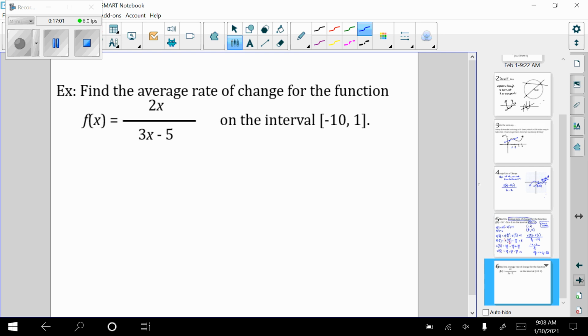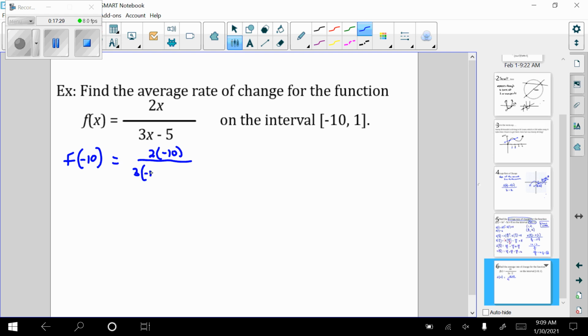All right, so one more rational function. So I think from the previous example, you know you have to calculate your values at -10 and +1. So this is a rational function. So you could graph it on your calculator and see what it looks like, and kind of eye that secant line going through the points at -10 and +1.